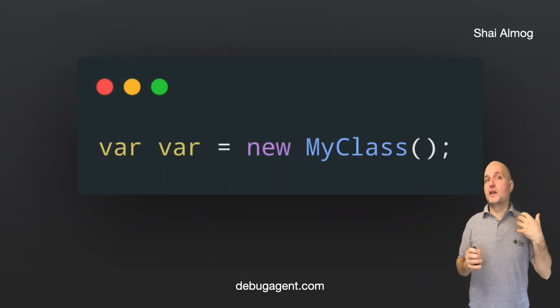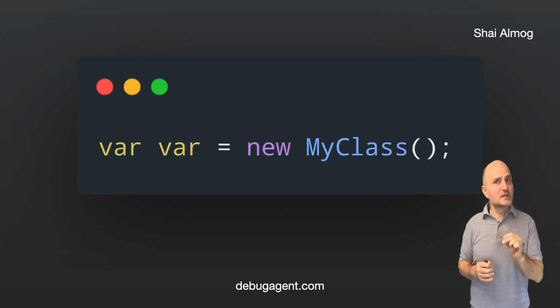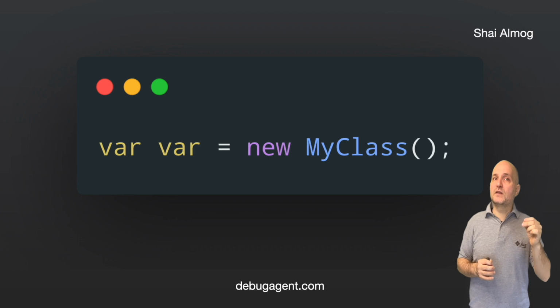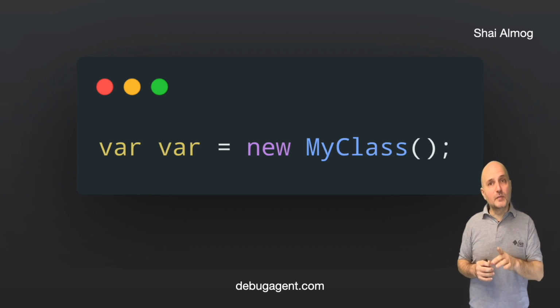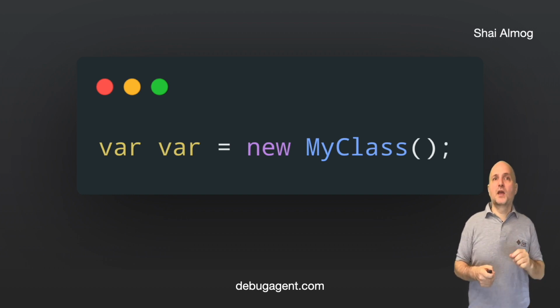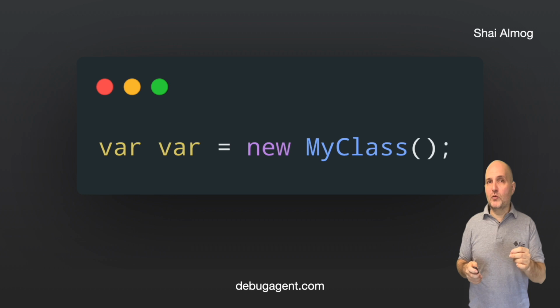Var isn't a regular keyword, it's a contextual keyword. That means it only applies if there's a variable declaration and assignment. That means that this code is 100% legal, and we can declare a variable called var. That isn't pretty, but it works.